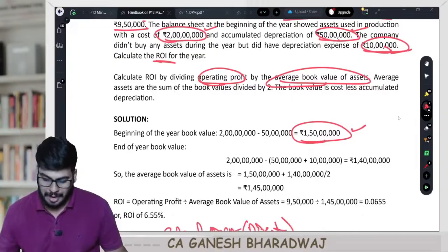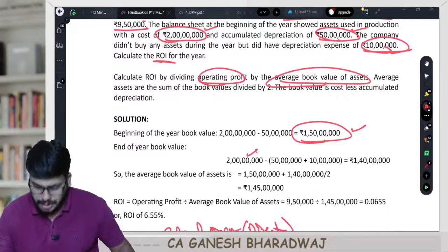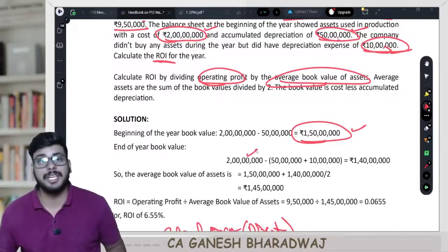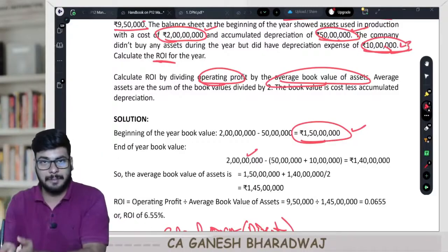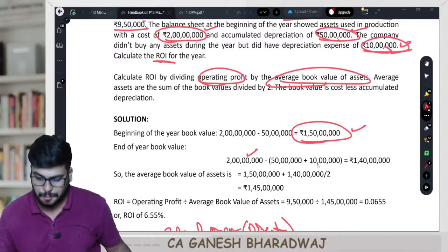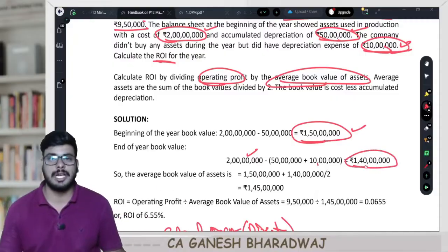So now what would have happened at the end of the year? Cost remains to be 2 crores, but depreciation would have been how much? 50 lakh plus this 10 lakh. That is, 10 lakh is the depreciation charge for the year. So 60 lakh should be reduced now. 2 crores minus 60 lakh. How much is this? 1.4 crores. Are you clear with this?